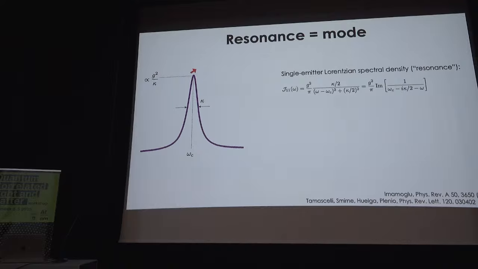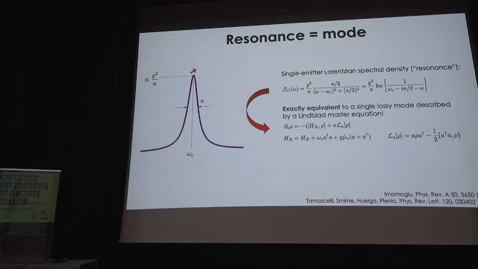For a single Lorentzian as the spectral density, which we know is a single resonance, it turns out that the dynamics of an emitter that feels such a spectral density is actually exactly equivalent to solving a Lindblad master equation with just a single mode, with a loss rate that is exactly given by the resonance linewidth kappa. So for a single resonance, I already have a perfect mapping.